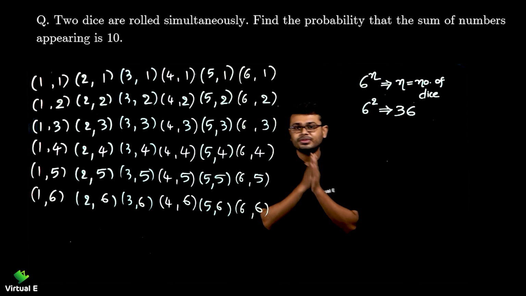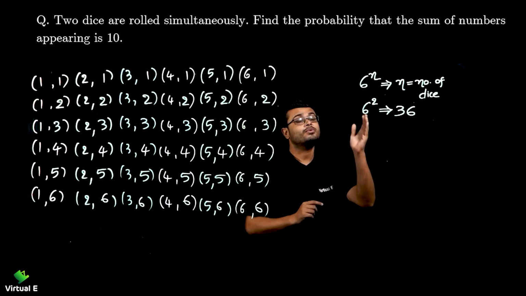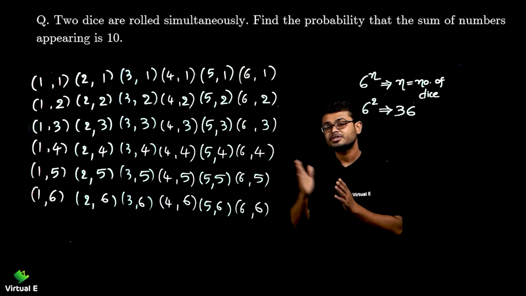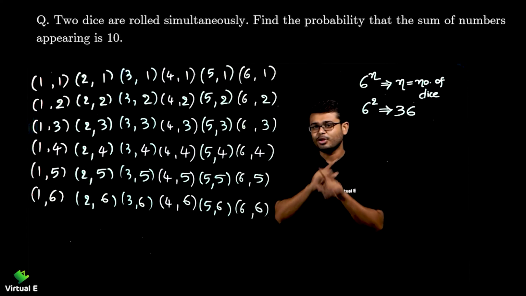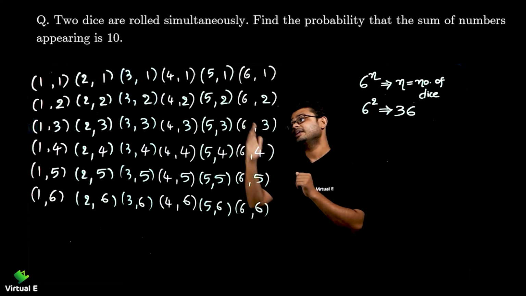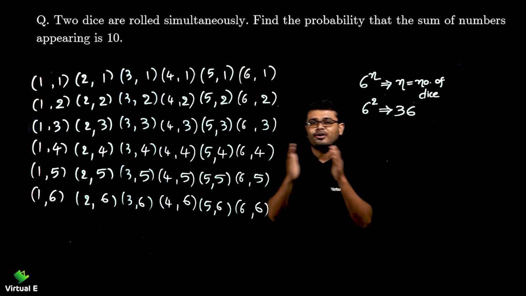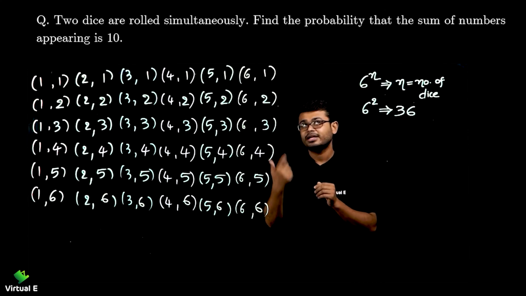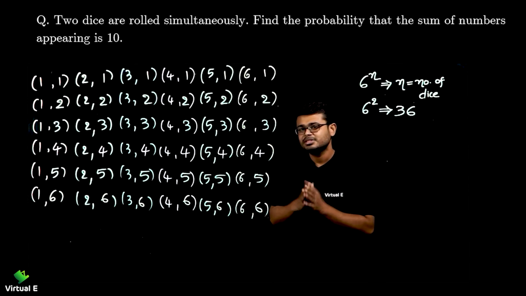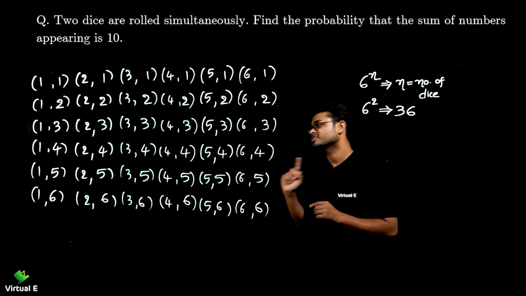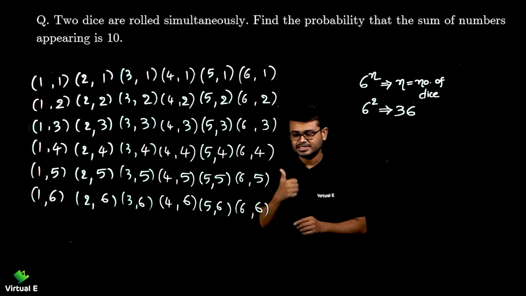Okay, so we need to think in what ways we get 10. And remember, the condition over here is we can only take numbers up to 6, not more than that. So let's say 1 and 9 is also 10. But can we take that 1 and 9? No, we cannot take it because 9 is not possible on the dice. So we need to think in the boundary of 1 to 6 only. So 1 we cannot take, 2 and 8, 8 we cannot take, 3 and 7 not possible, 4 and 6, yes, it's possible.